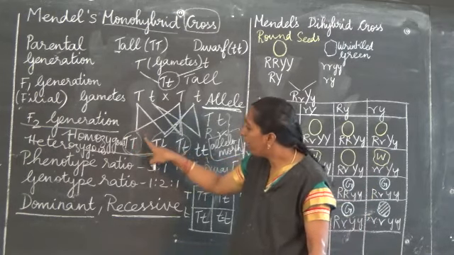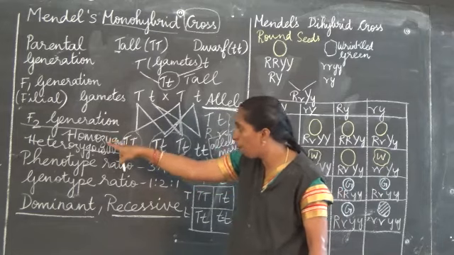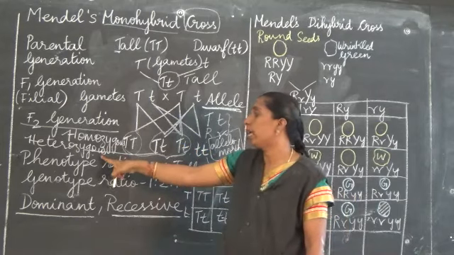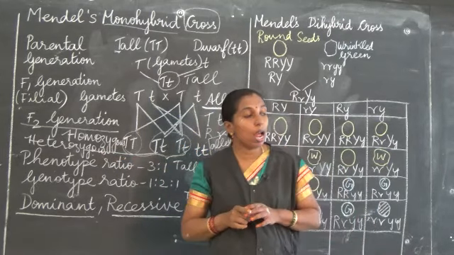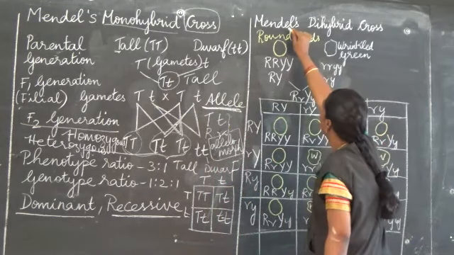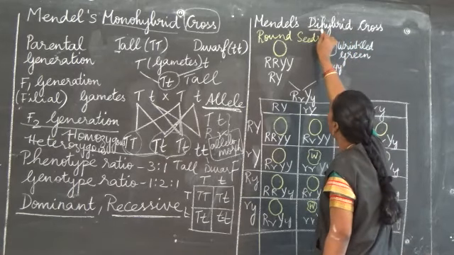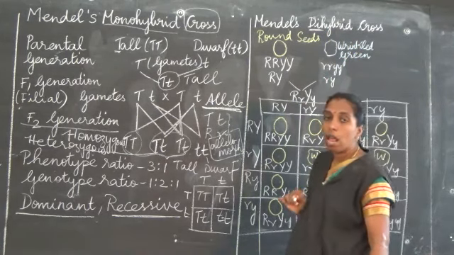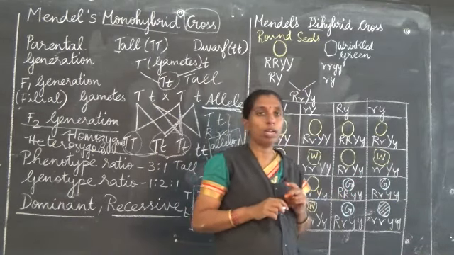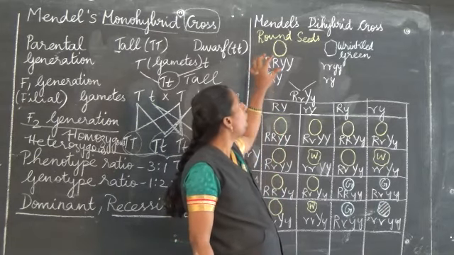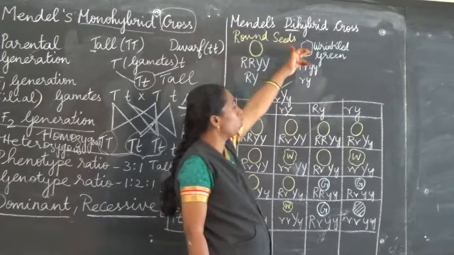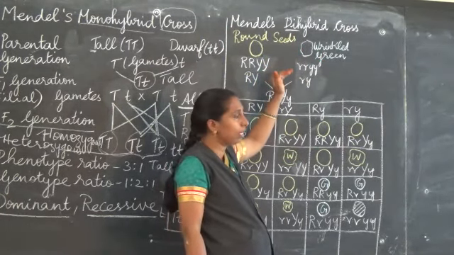Homozygous means they will have a similar pair of genes. Homo means similar. Hetero means different. So a dissimilar pair of genes is called as heterozygous. Now, we shall learn the second cross that was carried out by Mendel, and it is called as Mendel's dihybrid cross. Di means two. So here Mendel considered two contrasting characters. A cross in which two contrasting characters are considered is called a dihybrid cross.